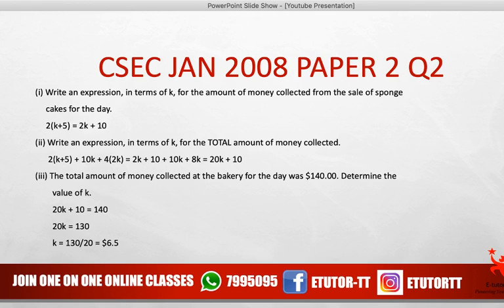And now put the like terms together. So we leave 20K on the left hand side, and we want to carry that 10 across to the 140. How do we do that? We take it away, because it's positive 10, that means we have to subtract 10 on the left hand side, therefore we have to subtract 10 on the right hand side as well. And now we have 20K equals 130, and if you want to get 1K, we have to divide by 20 on both sides. So now K is equal to 130 divided by 20, which is equal to $6.50.